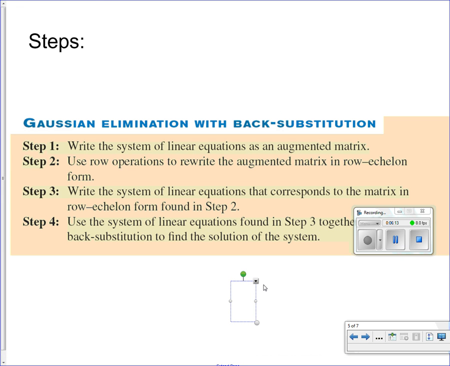So what are the steps for Gaussian elimination? The first step is we're going to write it as an augmented matrix. Then we're going to use our row operations to get it into row echelon form. That's those 1s with the 0s below any number in the other position.